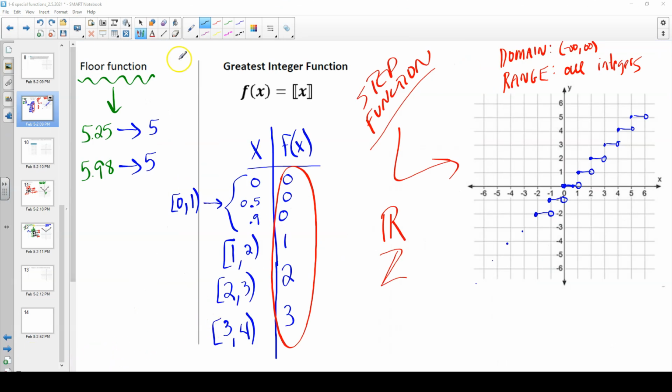Hey, Algebra 2, I just wanted to finish up some of these notes from today and also clear up some confusion on the greatest integer function, which we had started off on this slide and then got a little bit confused on the next one. So let me explain it a little further and clear up some confusion.